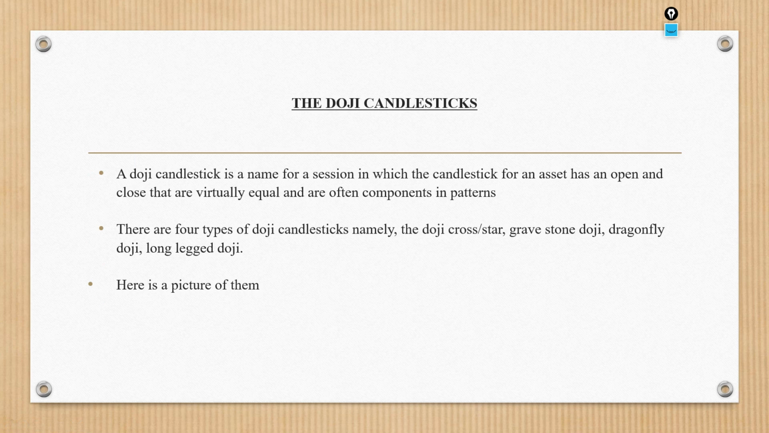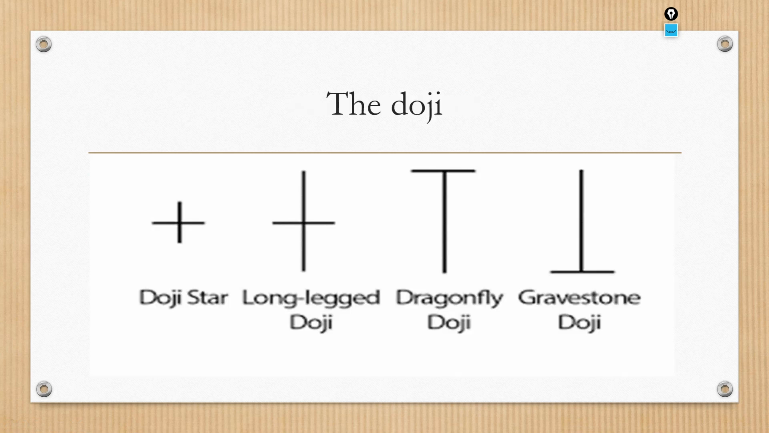So the first type of candlestick that stands as a reversal candlestick is actually the Doji candlestick. The Doji candlestick is a name for a session in which the candlestick for an asset has an open and a close that are virtually equal, and often components in patterns. There are types of Doji candlesticks, namely the Doji cross, the Doji star, gravestone Doji, dragonfly Doji, long leg Doji, and here is a picture of them. So this is the Doji star, this is a long leg Doji, dragonfly, gravestone Doji.